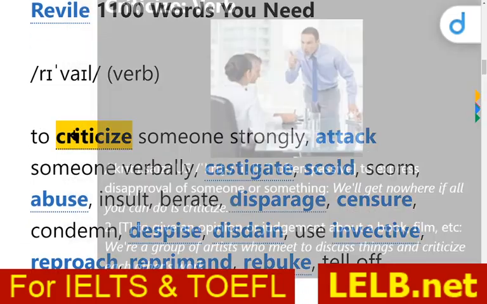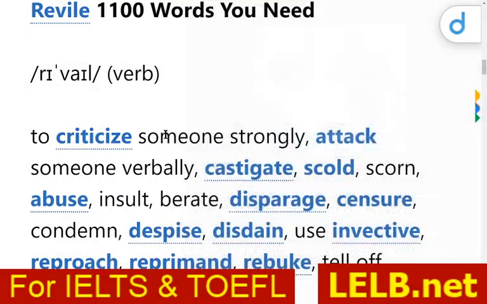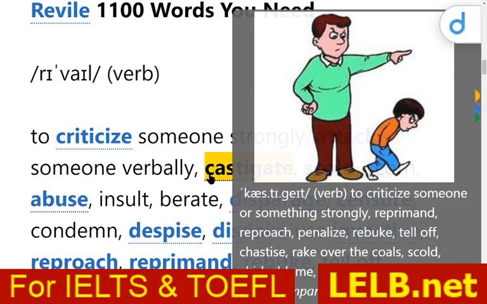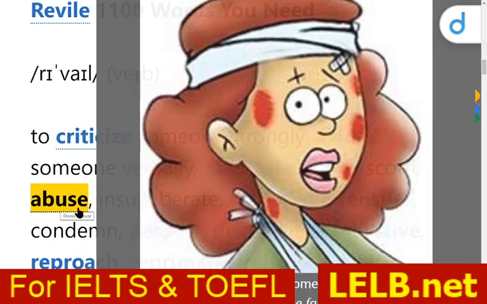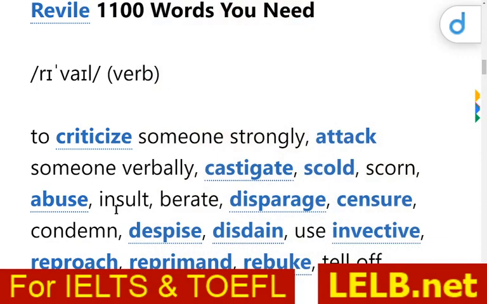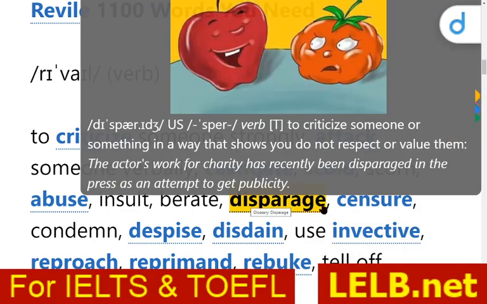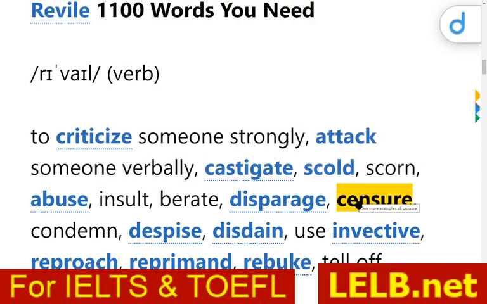Okay, revile means to criticize someone strongly, attack someone verbally, castigate, scorn and scold, abuse, particularly verbally, insult. Pay attention, insult is a verb, insult is a noun. Berate, disparage, censure. Don't mistake it for censor, which is written C-E-N-C-O-R.